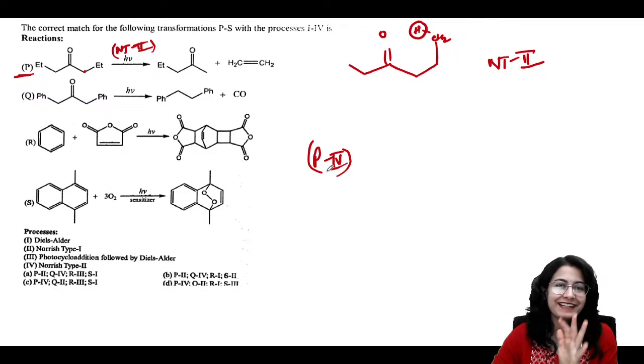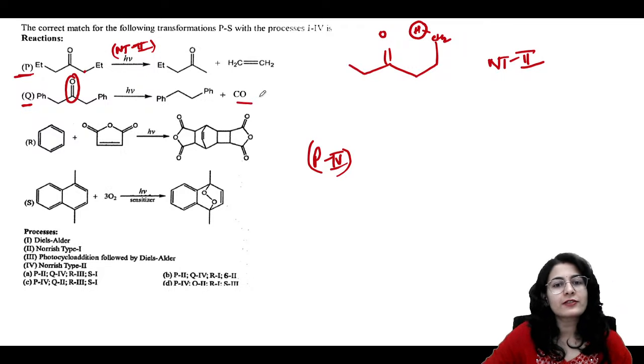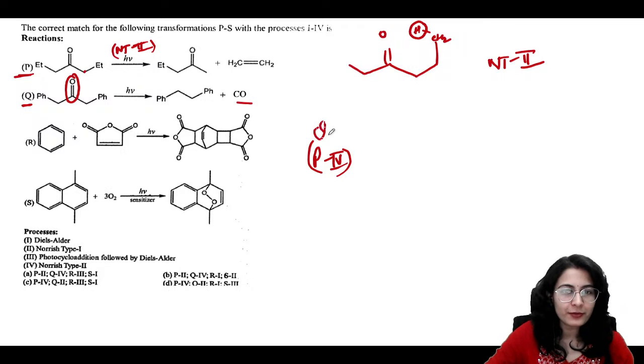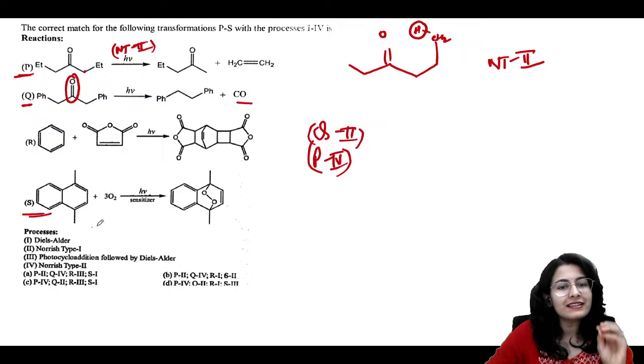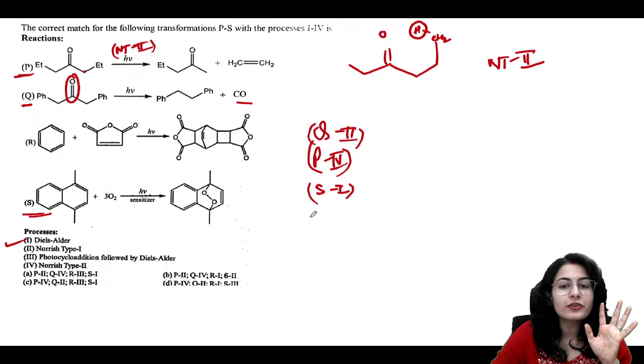नहीं शुभदीप, अभी चेक करने दो, रुको. Q is going to be Norrish type 1 because decarbonylation is taking place. Okay, so this is Norrish type 1. So Q is going to match with 2. ठीक है. अच्छा, R और S का चेक करते हैं. See, this S1, this is a simple Diels-Alder reaction. So this is going to be 1. S is going to match with 1. ठीक है. Yes, yes, very good all of you, very good.